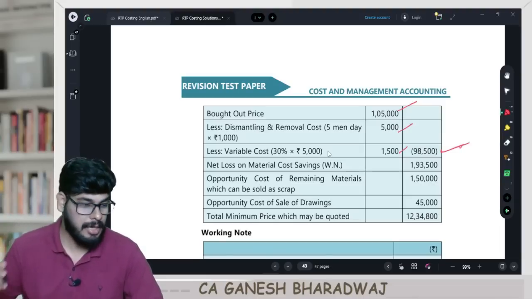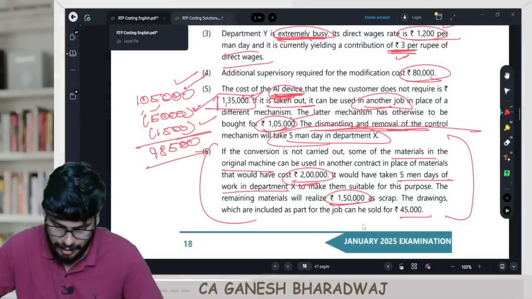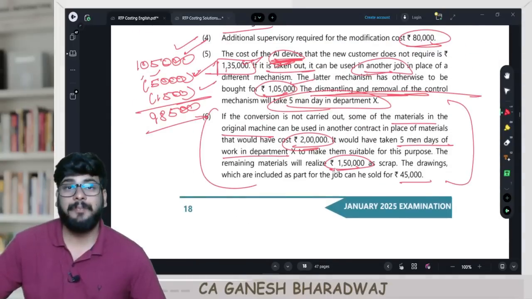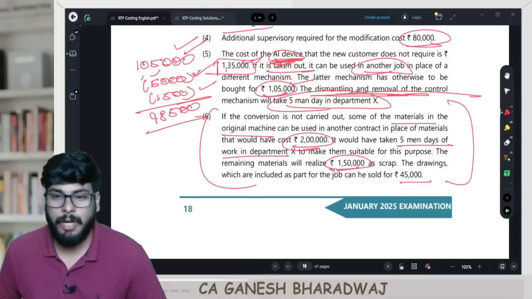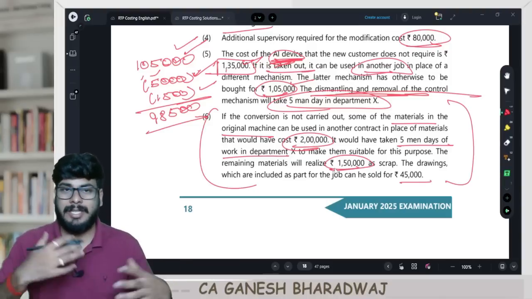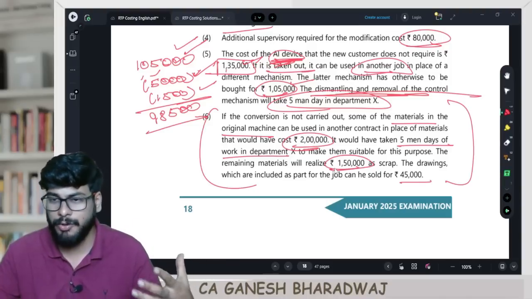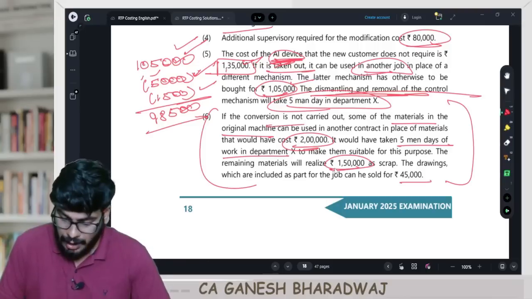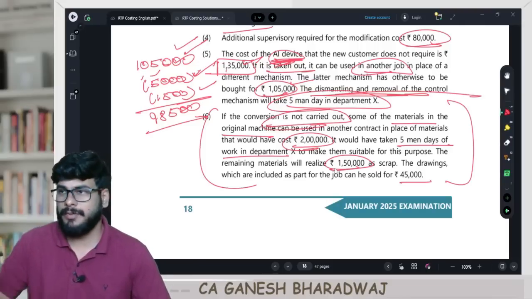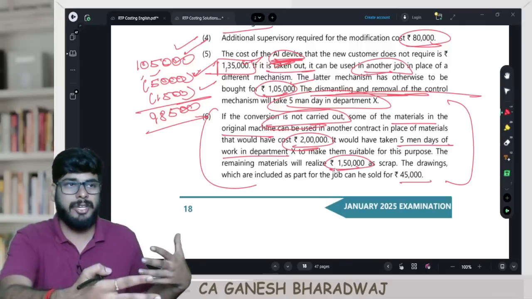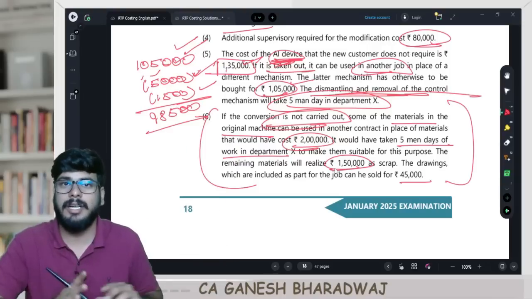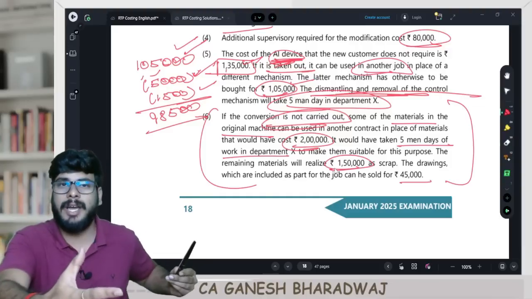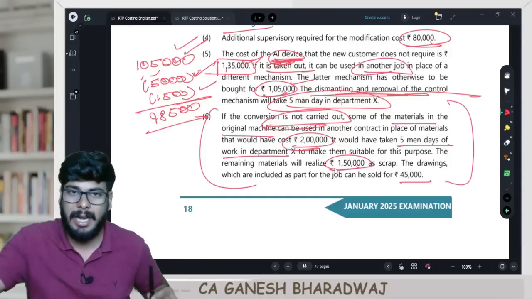Are you clear? Fine. The next point that is being asked here. So all this while, what we have done, we have calculated whatever is the incremental cost we have. We are going to incur incremental benefit and all we reduce. Now, one more thing they are saying. If the conversion is not carried out, which means what? If the new guy has not come, which means semi-finished job for the old customer is already there. Suppose I didn't convert it and I'm not selling it to him. What I will do? Whatever I have till now, I will be trying to dismantle and use it somewhere.